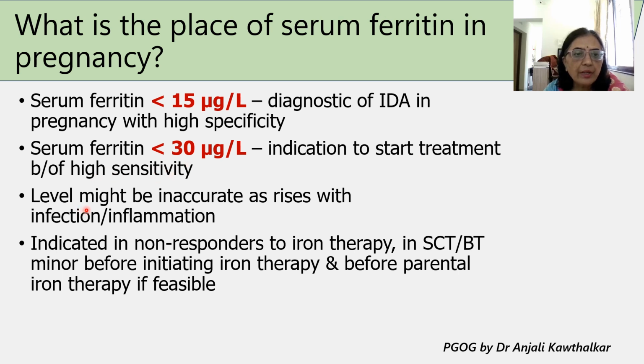Now, this ferritin level might be inaccurate as it rises with infection or inflammation. So, it is mainly indicated in non-responders to iron therapy, in sickle cell trait or beta thalassemia minor, before initiating iron therapy and before parenteral iron therapy if feasible. And this serum ferritin level is increased whenever there is increase in inflammation during pregnancy, such as in obesity, in preeclampsia, or any other infection during pregnancy also. It leads to rise in serum ferritin level. That is the drawback.